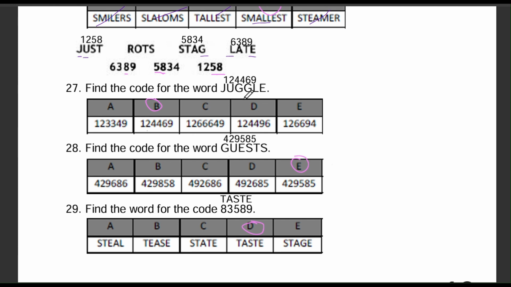What about the rest? Option A uses the digit 3, but we don't have a 3 for G. Option C repeats the 6 too many times. Option D swaps the 6 and the 9. And option E just moves the digits around. Question 28. Find the code for the word guests.